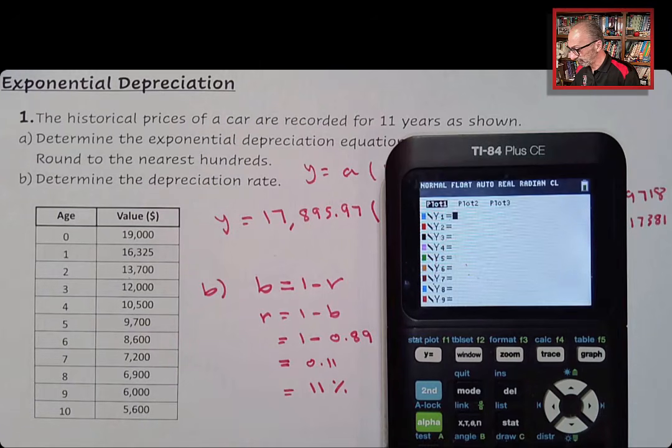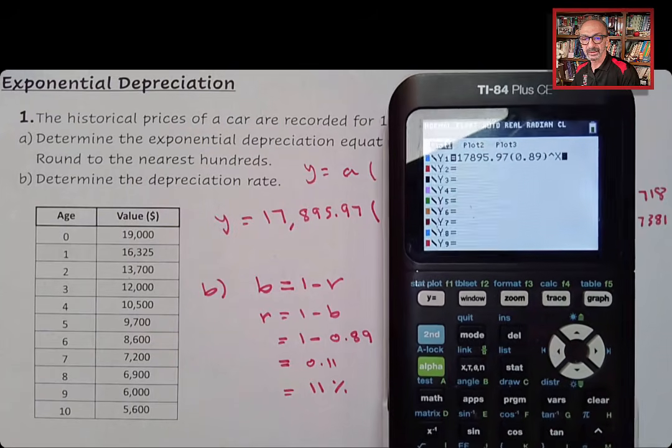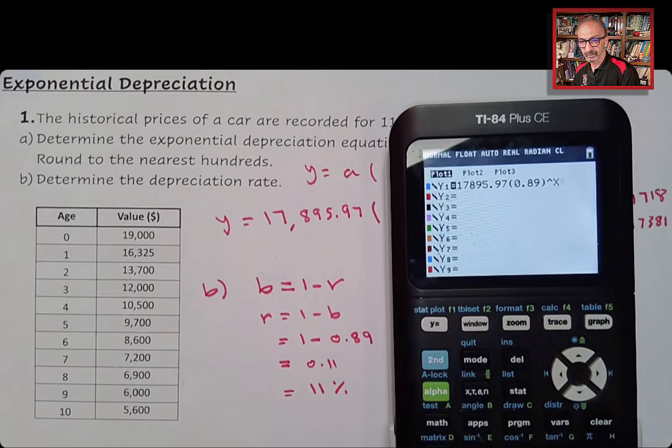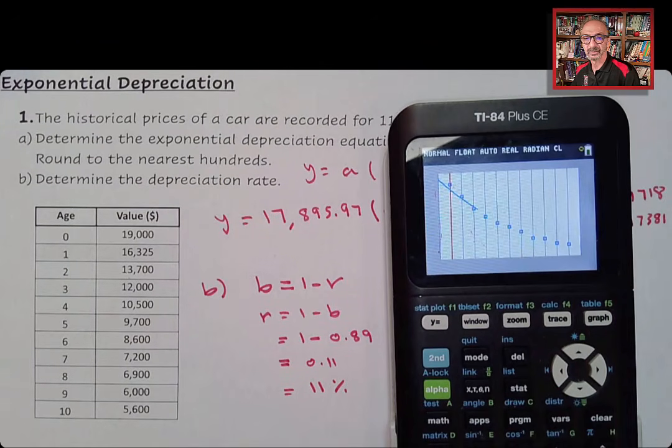Let's take the Y function that we found and put it in Y1. So we have 17,895.97 multiplied by 0.89 to the power x. And to raise it to the power x, you need to use this key right here that shows x values. Let's go back to graph and see what we're gonna have.